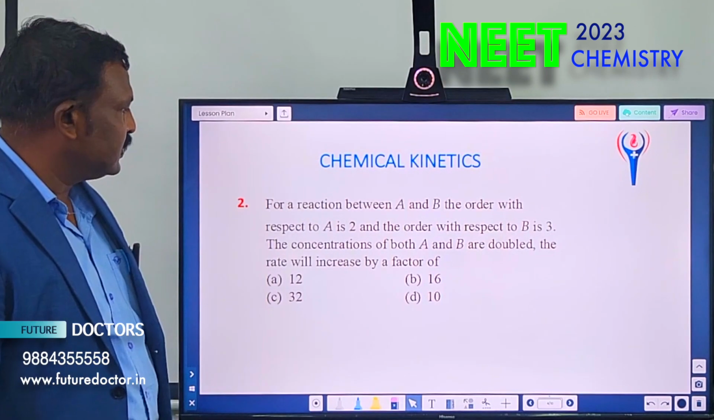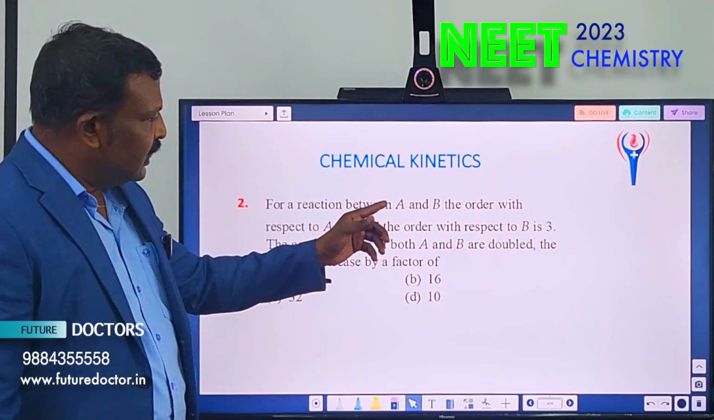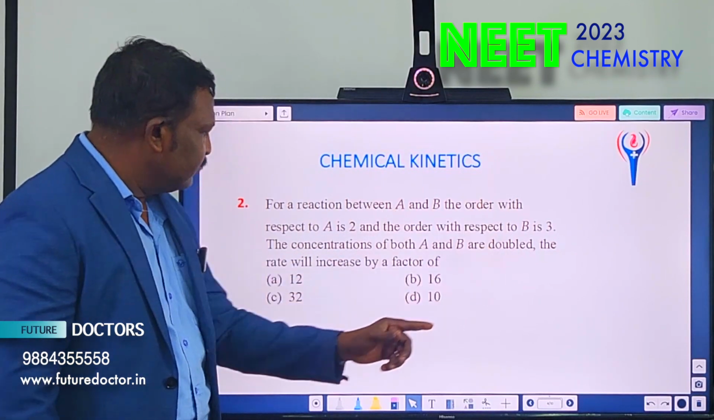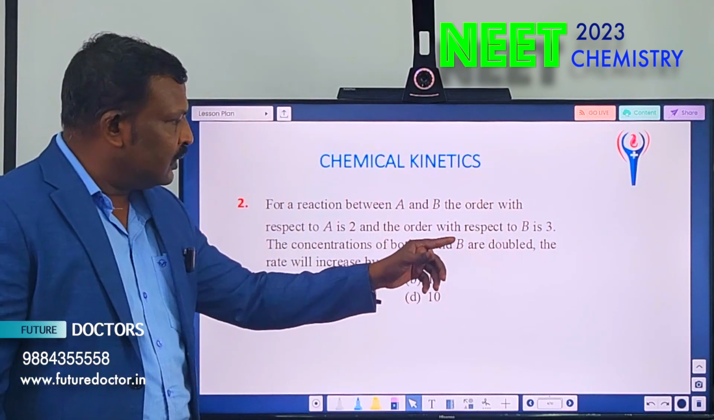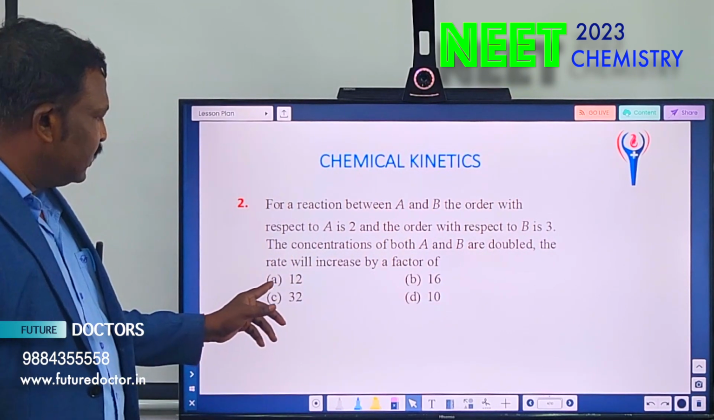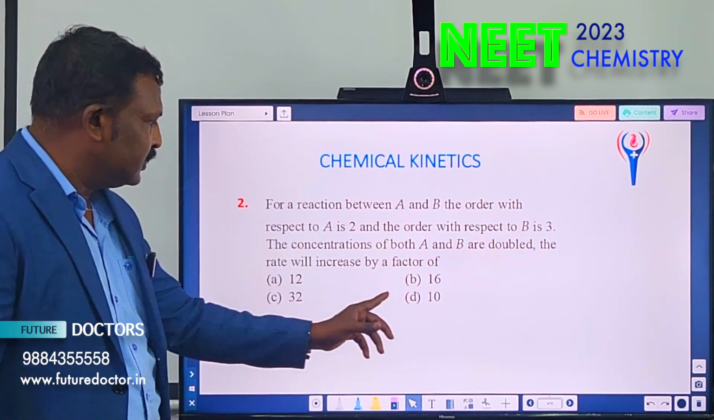Next one, see the second question. For a reaction between A and B, the order with respect to A is 2 and the order with respect to B is 3. The concentrations of both A and B are doubled. The rate will be increased by a factor of dash. Option A 12, option B 16, option C 32, option D 10.